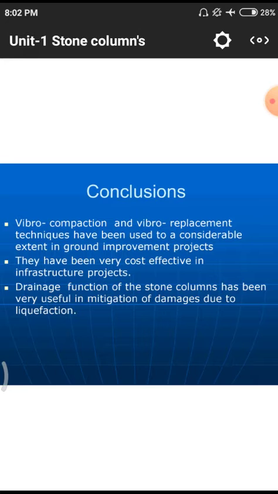The drainage function of the stone column has been very useful in mitigating the damages due to liquefaction. Liquefaction means whenever there is a huge amount of water in the particular structure, due to the liquefaction there may be a huge amount of settlement. We need to arrest those settlements.